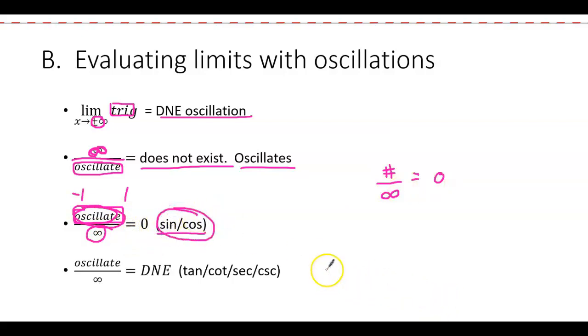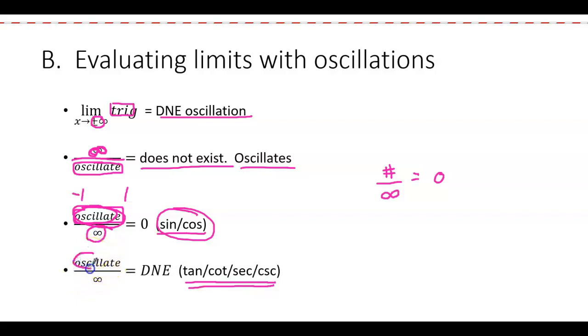And the reason that only applies to sine and cosine is because, as we mentioned with these guys here, these do not bounce back and forth between 1 and negative 1. Instead, these ones bounce back and forth between infinities. And so when you're dividing an infinity by an infinity, who knows what's going to happen.